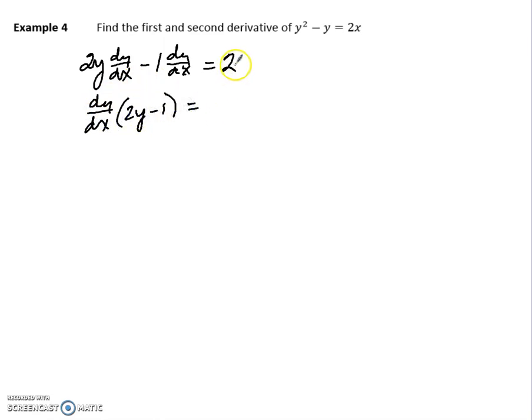All right, find the first and second derivative. First derivative, I've got 2y dy/dx minus 1 dy/dx equals just 2. So again, factor out our dy/dx. We get (2y - 1) dy/dx equals 2. So there's our first derivative.